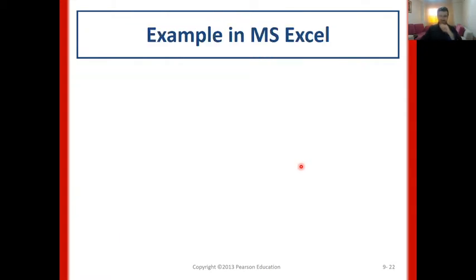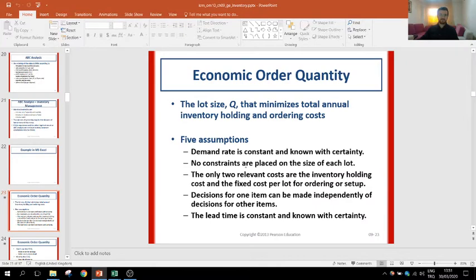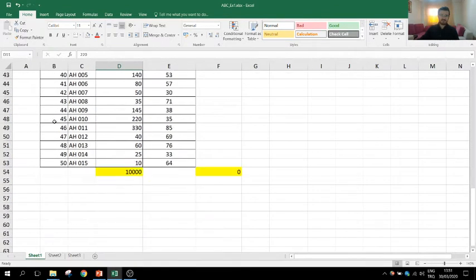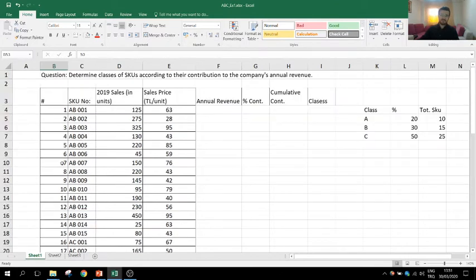Okay, let's do an example problem and see how we can determine these classes. Let's start with a simple example. In this simple example problem, we have 50 SKUs, and these are the SKU IDs. Remember, we defined SKU before. SKU stands for stock keeping unit. We have their sales in 10,000 units in 2019, and I also have their unit sales price. The question is: determine the classes of SKUs according to their contribution to the company's annual revenue.